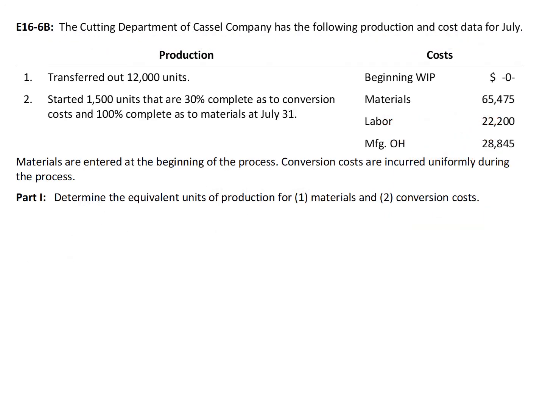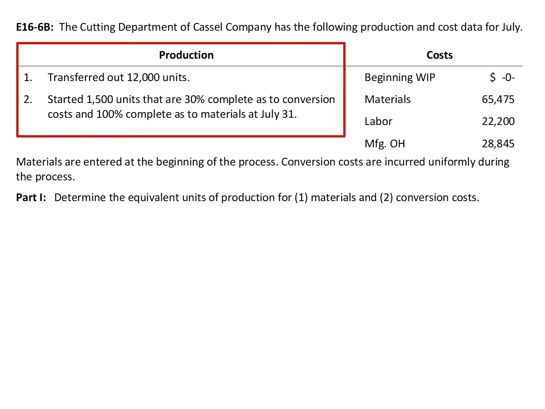In this exercise, the cutting department transferred out 12,000 units. They also started 1,500 units that are 30% complete as to conversion cost and 100% complete as to materials. Right? In this exercise, you will need to determine equivalent units for materials as well as conversion cost. The solutions to this exercise will be provided in the next video.